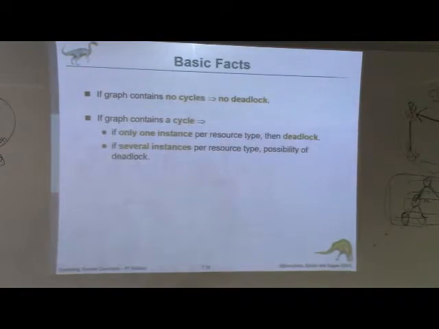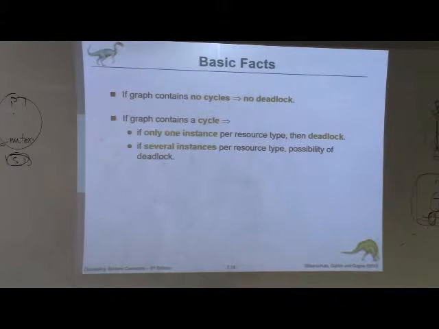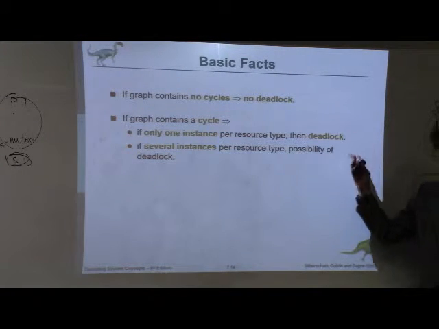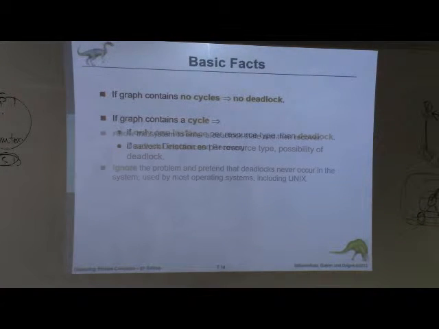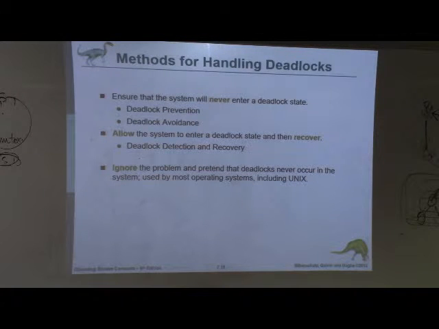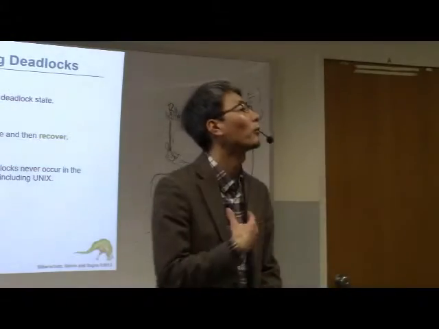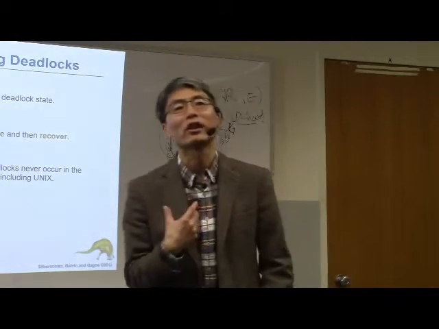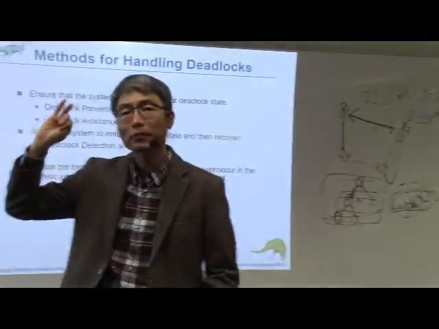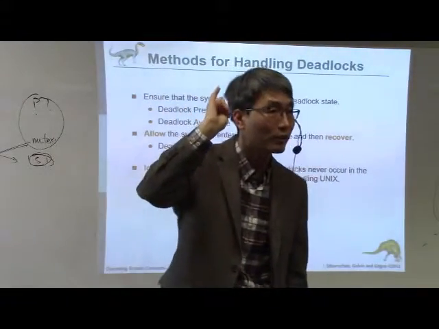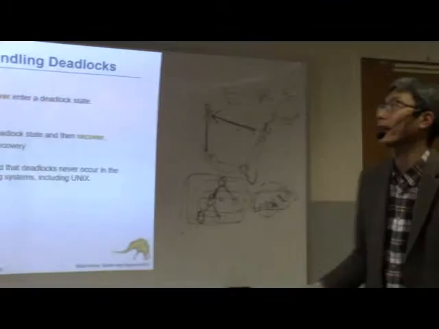Okay, high possibility of deadlock. So no cycle, no deadlock, definitely. However, in case of a cycle in the resource allocation graph, it may be a deadlock, it may not be, depending on hold and wait and the number of resource instances. So right now we know what a deadlock is, and we formally characterized it: mutual exclusion, hold and wait, no preemption, and circular wait. That is the deadlock characterization.